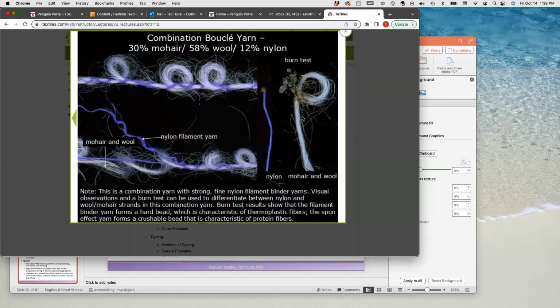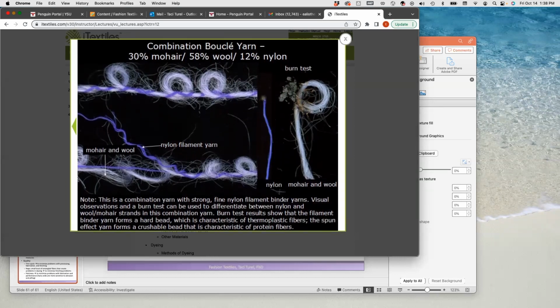So if you were to burn this yarn, the boucle parts are wool, so they would burn more into ashes, but then the blue yarns are nylon, so they would actually melt. You have to be careful when you're doing burn tests, for example, because if a yarn is made out of different types of fibers, then the reaction to the heat is going to be a little bit different.